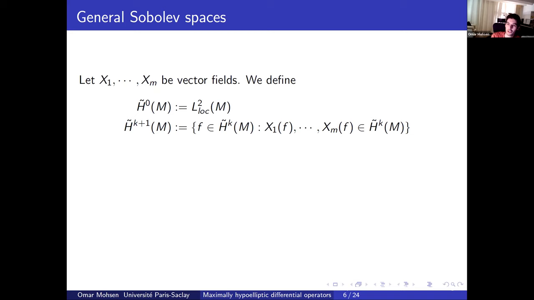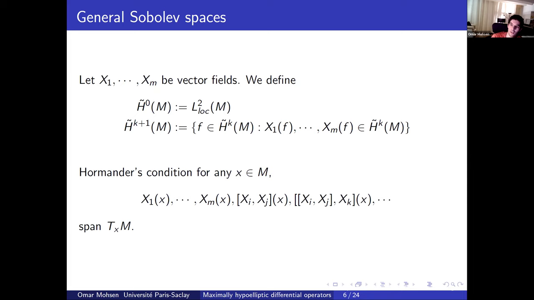And to ensure that the intersection is C infinity functions, we need Hörmander's condition, which I recall says that for any point in your manifold, if you take your vector fields and evaluate them at that point, and the Lie brackets and evaluate them at that point, and then all of the iterated Lie brackets evaluated at that point, then this linearly spans the tangent space. Of course, the tangent space is finite dimensional, so you only use a finite number of Lie brackets, but you are allowed to go as far as you want. If you have Hörmander's condition, then the intersection of all of these Sobolev spaces is equal to C infinity functions. And so you can use these Sobolev spaces to study hypoellipticity.